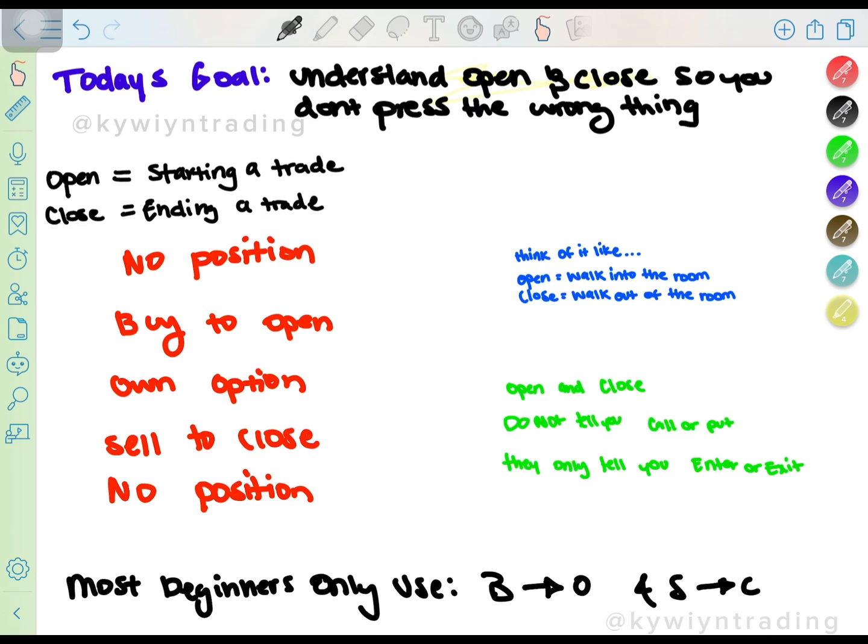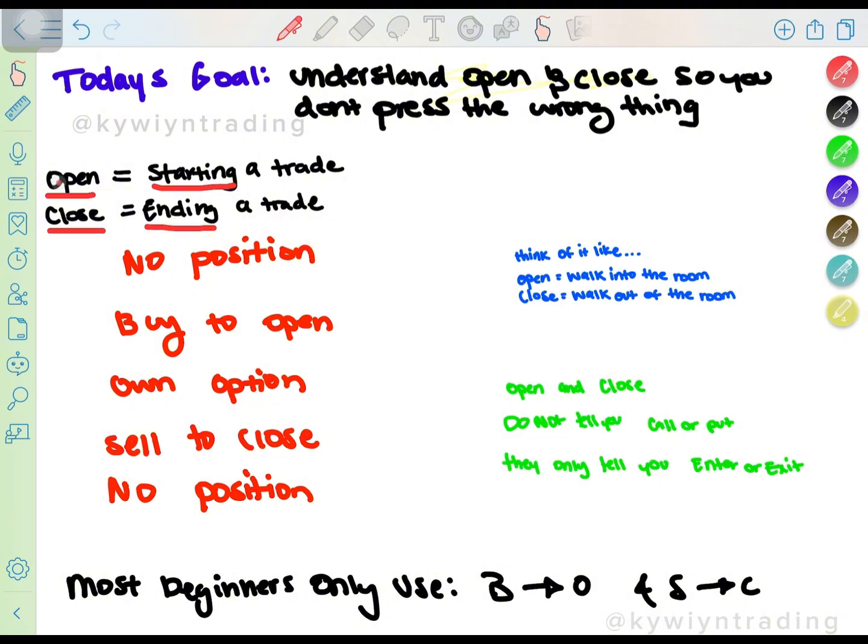So the first thing that you want to know is that the word open has absolutely nothing to do with calls or puts, and the word close has nothing to do with calls or puts. Nothing. They don't tell you what direction that you're trading in. They only tell you whether you're starting or ending a trade. So, open means start, and close means that you're ending a trade. They don't tell you about direction. So, let's start with the word open.